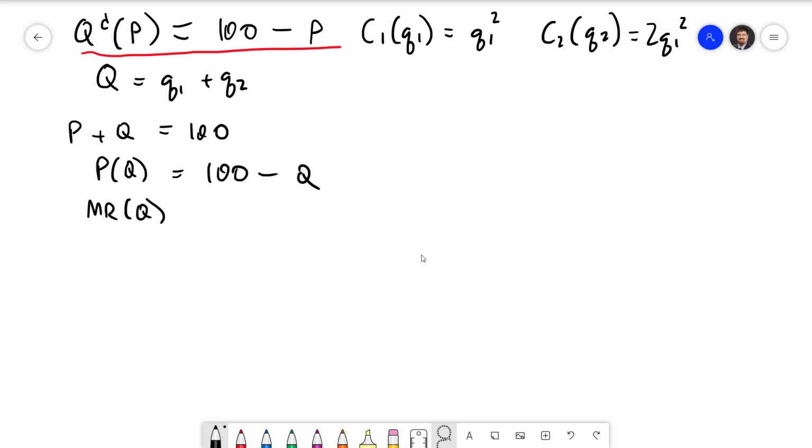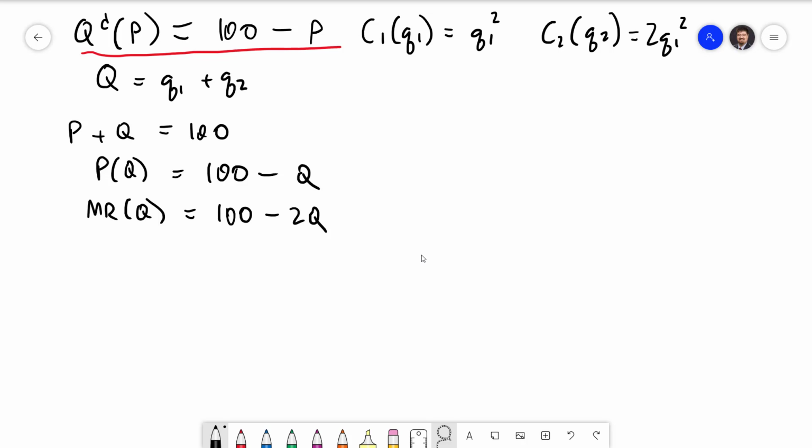I could use calculus to find this, but it's totally fine to use the shortcut of doubling the slope for a linear demand function. Note that I have doubled the slope of the inverse demand function, not the original demand function. Be very careful about that.